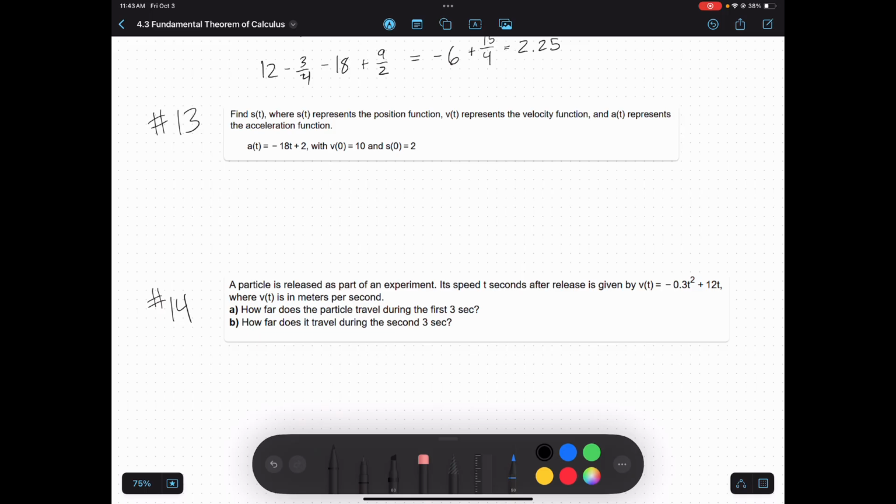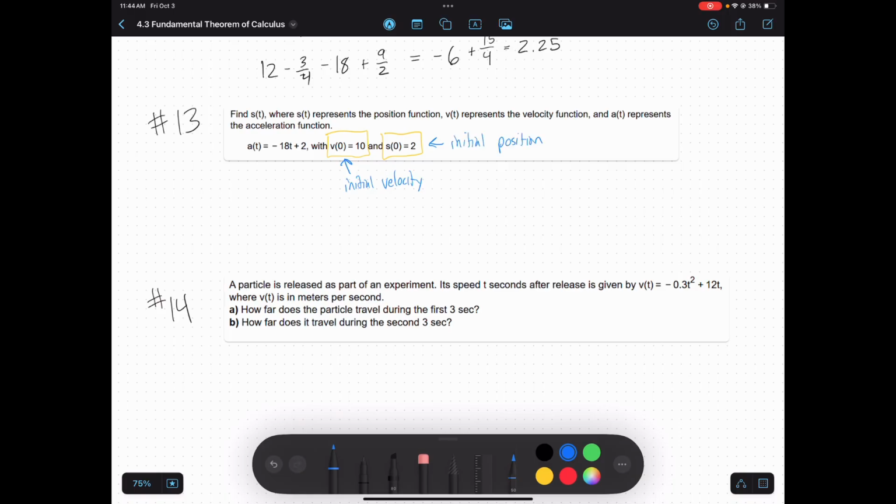So take a look at this first one. Find s of t. Remember, s represents the position function, v represents velocity, and a represents acceleration. It gives me my acceleration function, and then it gives me these two pieces of information. Well, if I take a close look at what that stuff is saying, these are both initial values. And they're initial values for different things. This represents an initial velocity, and this represents an initial position.